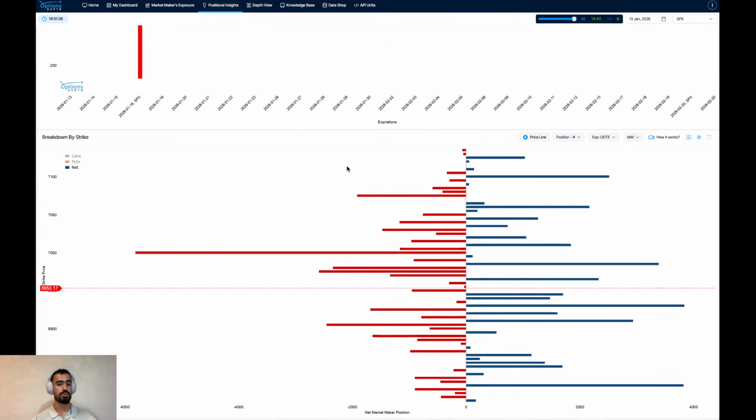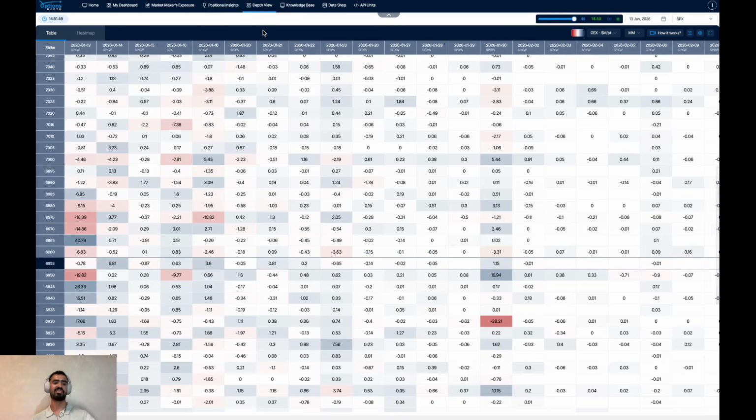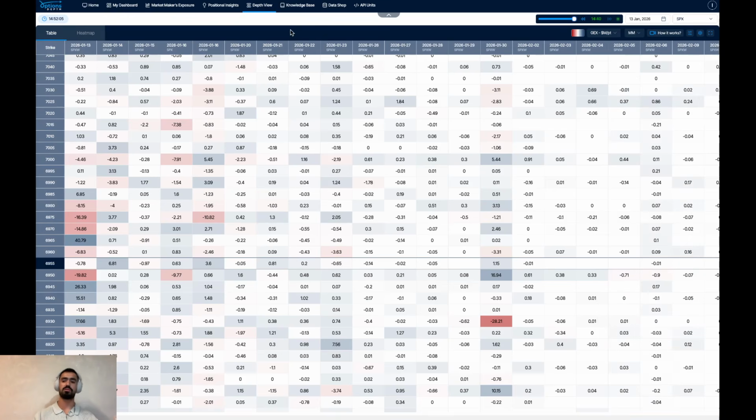And now depth view. So you see this breakdown by strike. Well, depth view is just like having multiple breakdown by strikes stacked one next to each other, and you have numbers attached to it. So you can customize pretty much everything: the exposure type, the calls, the puts, both combined. Essentially, you're able to see very fast, at a glance, what expiration matters the most. So you're able to understand how money is moving.